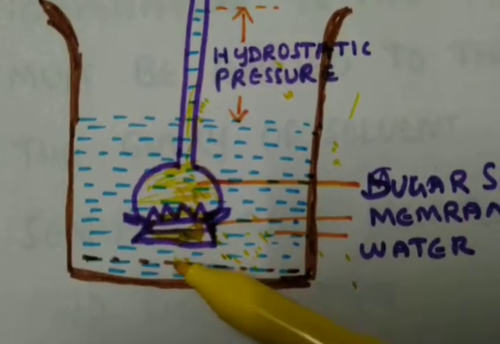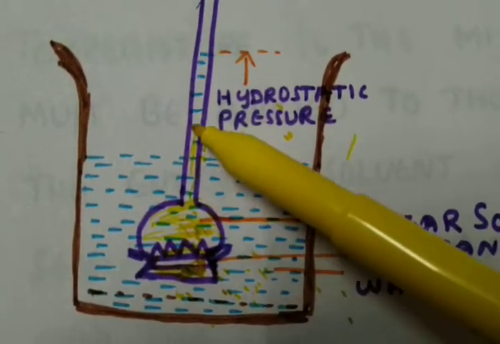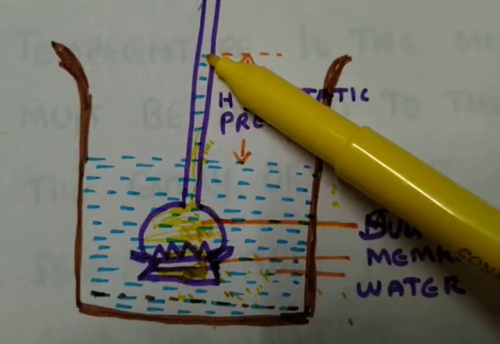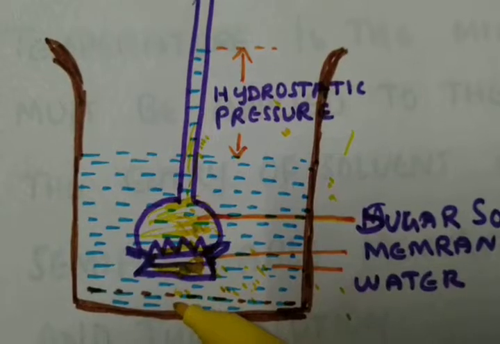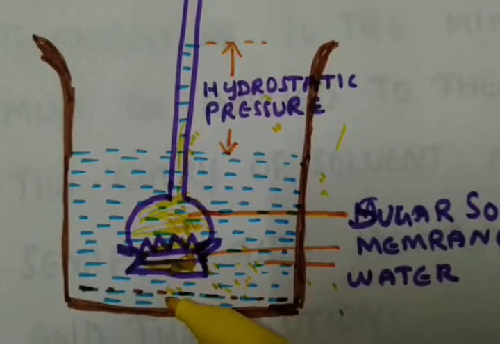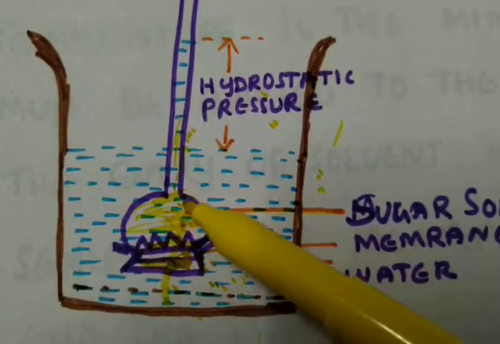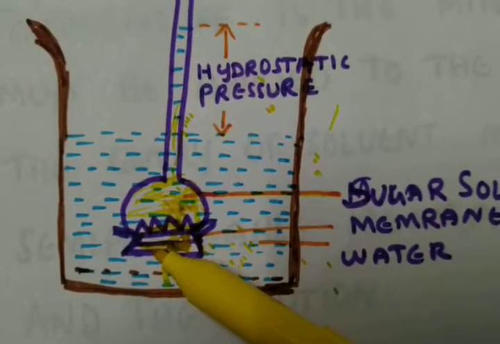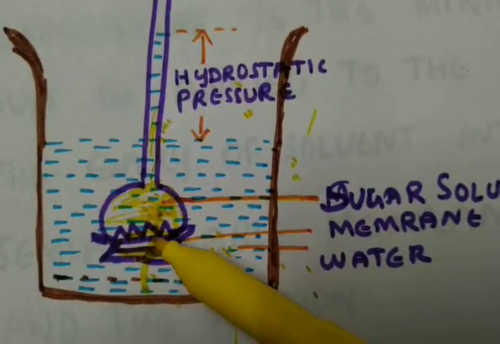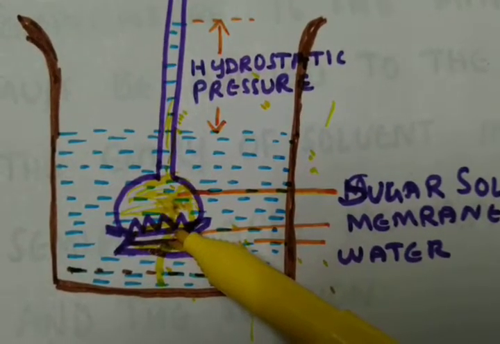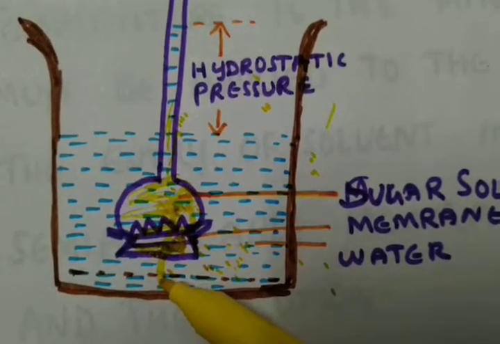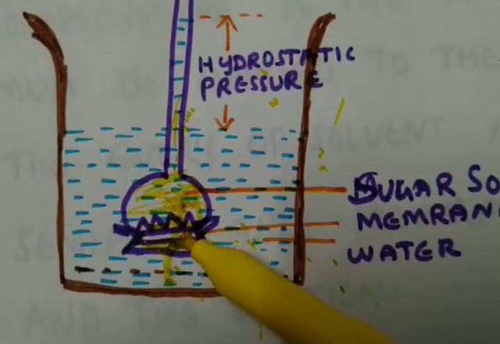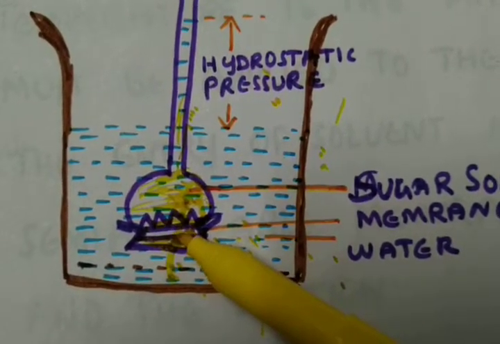After this, the level of the solution rises in the thistle funnel. This is because water from the beaker entered into the solution through the pig's bladder. This process is known as osmosis. The spontaneous flow of water to sugar solution through the pig's bladder is known as osmosis.